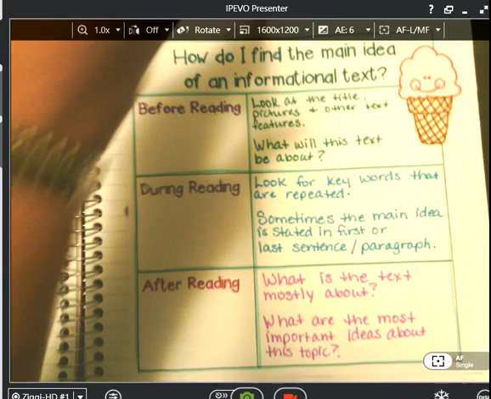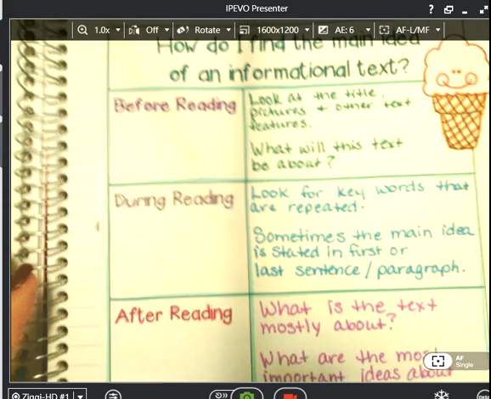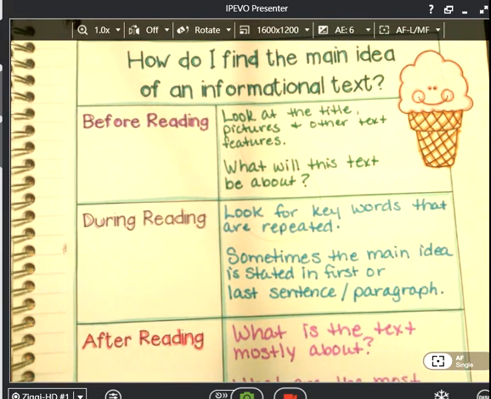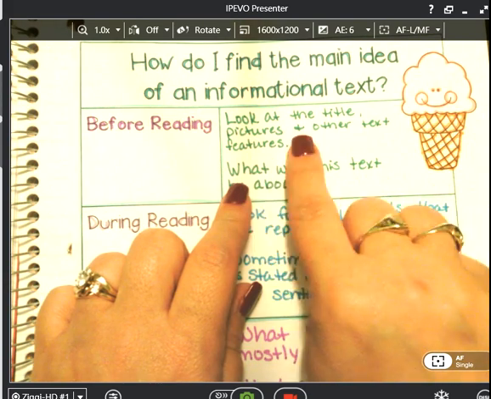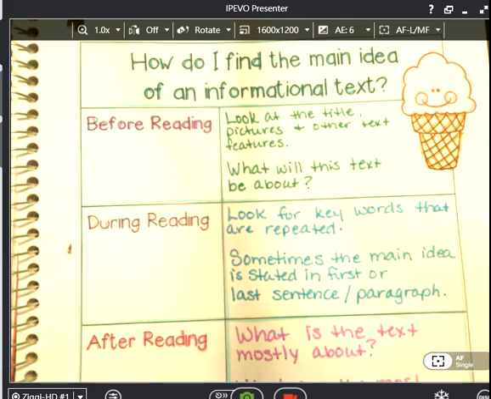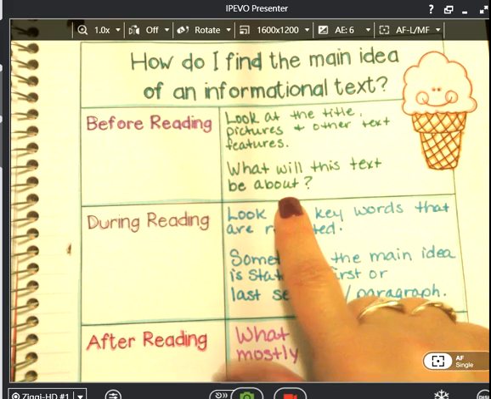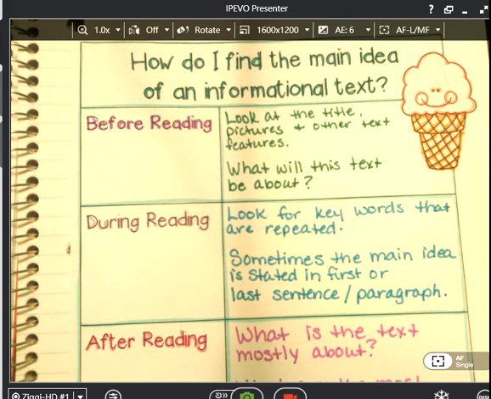But the first thing that we're going to write on this is, it says, how do I find the main idea of an informational text? Before reading, you need to look at the title, the pictures, and other text features in the text. This will give you an idea of what this text will be about. So if you are reading a text about animals, then you should find different pictures of animals, and the subtitles will tell you what different sections of the expository or non-fiction passage will be about as well. Also, the title of a non-fiction passage will also give you a basic idea of what the text is actually going to be about.